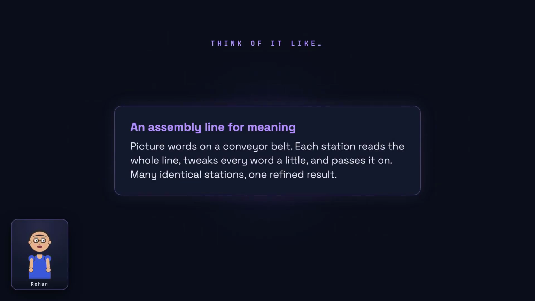Here is the mental model. Imagine your words riding on a conveyor belt. Each station looks at the entire line, lets the words share information, and nudges each one to carry a little more meaning. Nothing is finished in a single pass. Many identical stations, each adding a small refinement, turn raw words into a rich understanding.